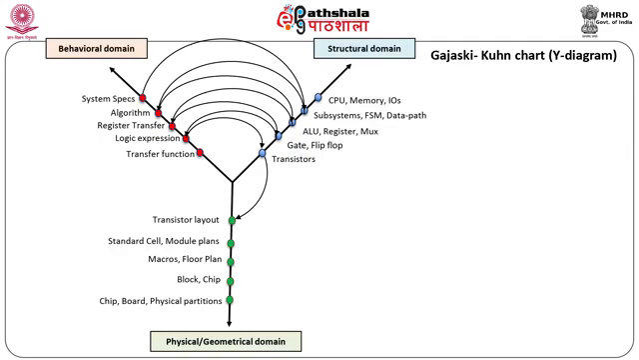Now, the designer can follow bottom up approach in physical domain. As a starting point, the circuit is fully specified at the bottom of structural level and the layout is specified in the bottom to top approach, where transistors are grouped to form cells. Cells are further grouped to form modules. Modules further form macros to reach the final stage at the floor plans. The next higher level of abstraction is block or chip. The topmost level of design is a chip or board or physical partitioning of the system.